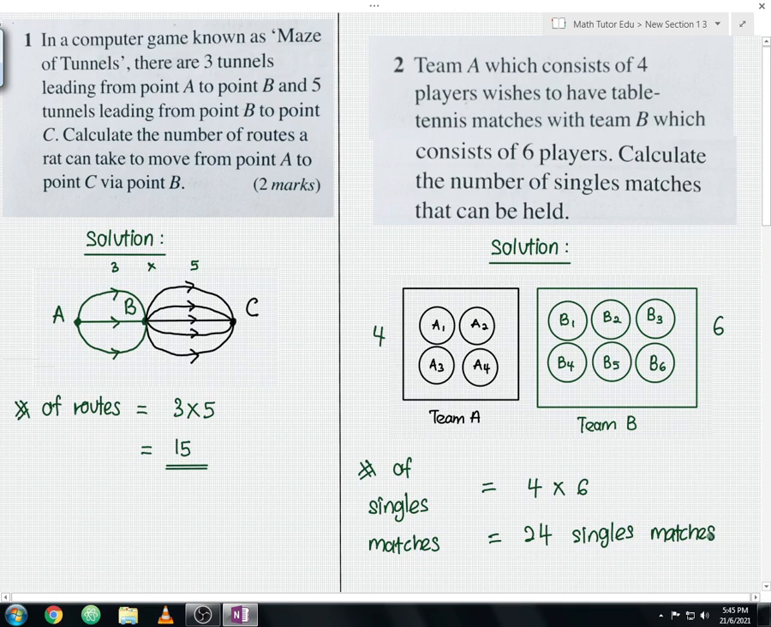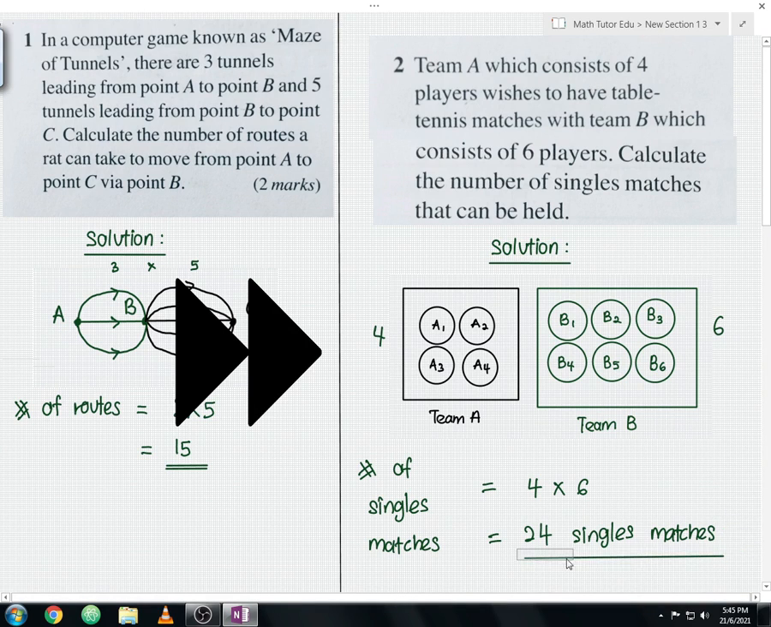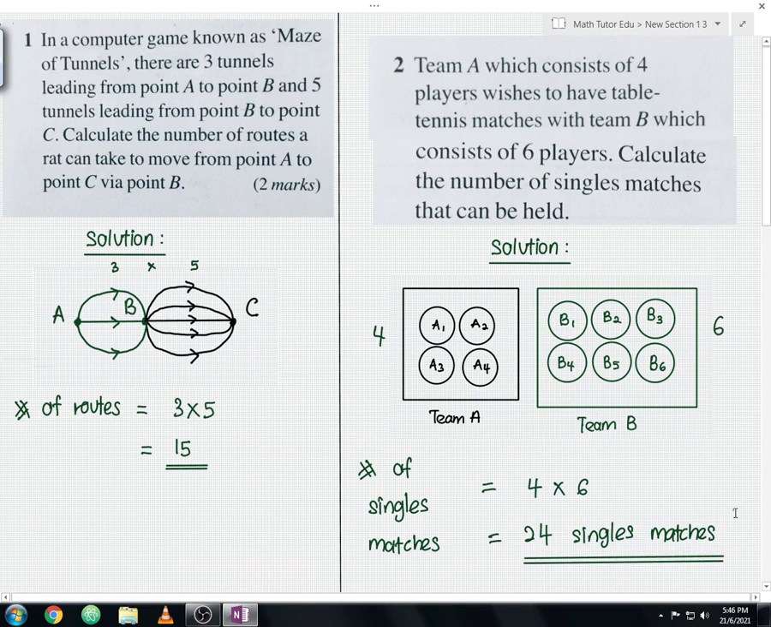Let me underline the solution. Whereas for the previous question, I just wrote here routes just in case, guys. So 15 routes.